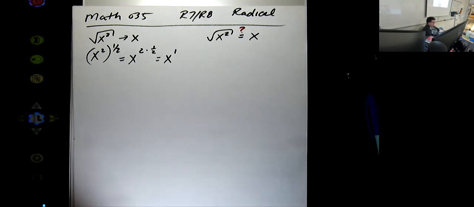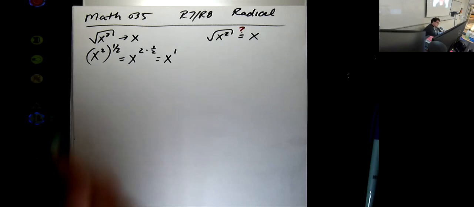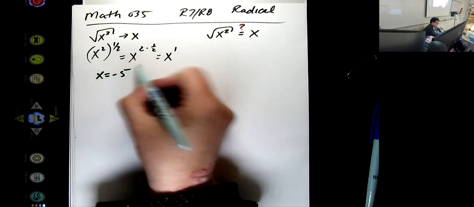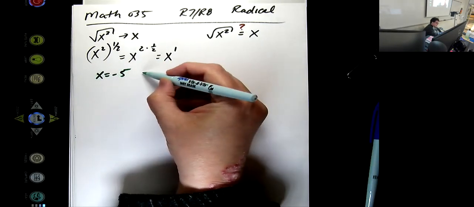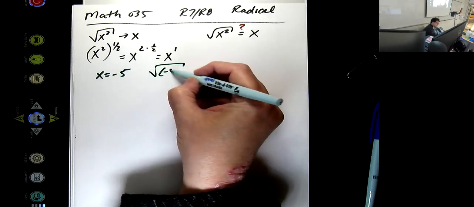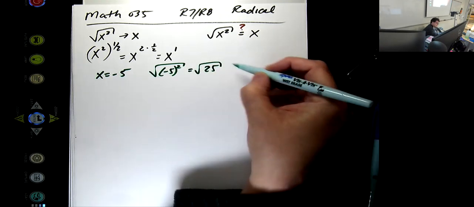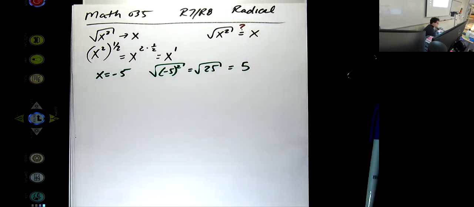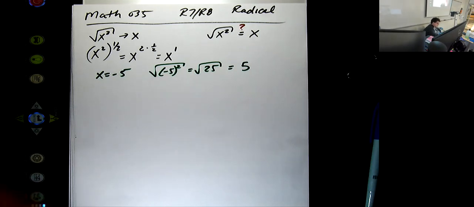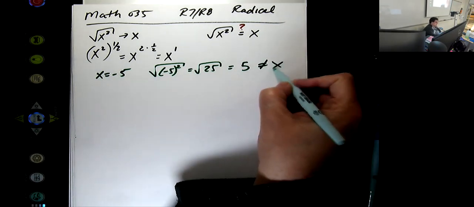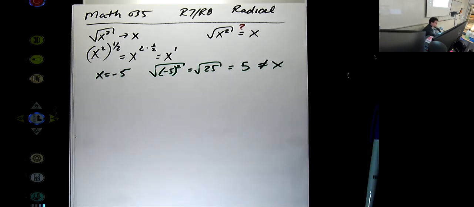In fact, it's not, which is frustrating. You're like, these are the rules. What do you mean it's not always true? If x equals -5, then I have the square root of -5 squared is the square root of 25, which is 5, which is not x. So we make a fix for that.